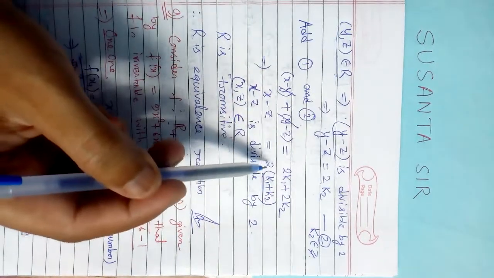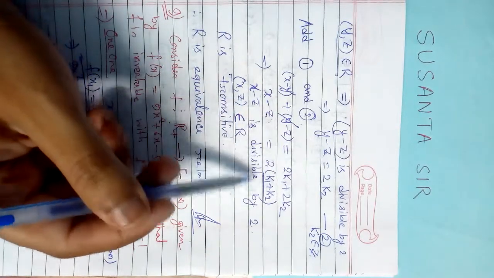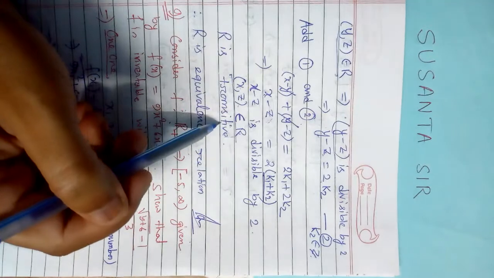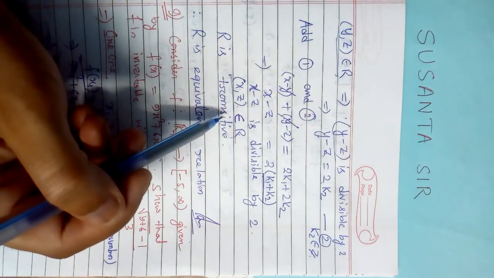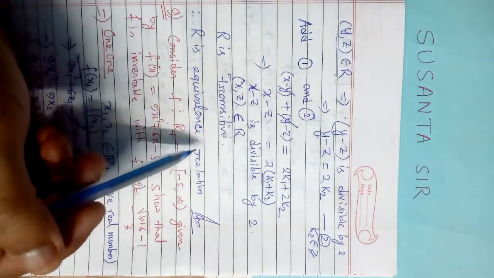See, x minus z has a factor 2. That means x minus z is divisible by 2. Therefore (x, z) belongs to R. That means R is transitive. Since R is reflexive, symmetric as well as transitive, R is an equivalence relation. Okay, thank you everyone.